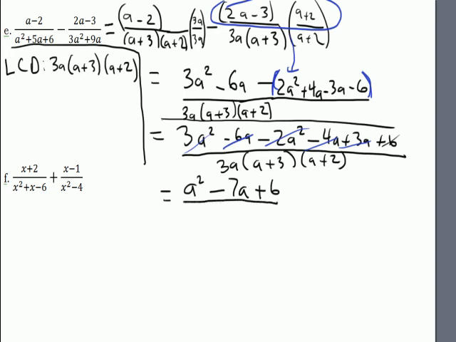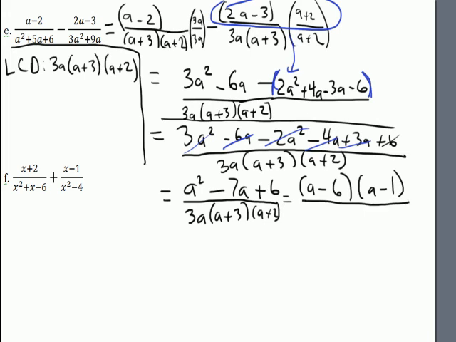Alright. So it's a squared minus 7a plus 6, all over 3a times a plus 3 times a plus 2. Right, I still need to factor the numerator if I can. Working this out yourself, you should get a minus 6 times a minus 1, all over 3a times a plus 3 times a plus 2.